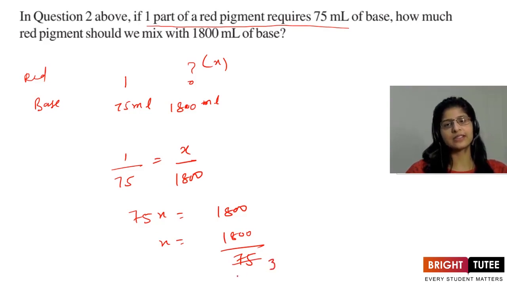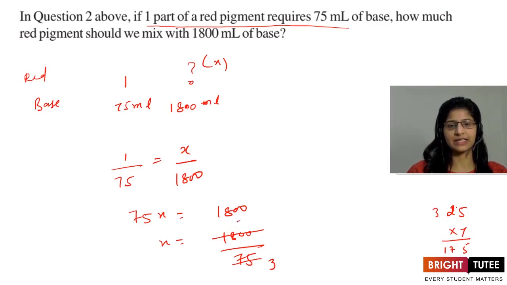25 3s are 75, then 180 is there, so 25 5s are 125, 25 6s are 150, then just see 25 7s are 175. 7 5s are 35, 3 7s are 21... 7 2s are 14, 14 and 3 is 17, we get 175.